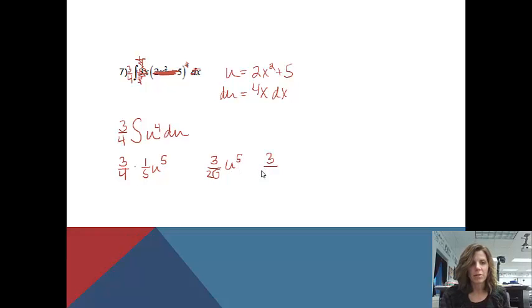And then let's sub our u back in. My u was 2x squared plus 5, so the answer is 3/20 times 2x squared plus 5, to the 5th, plus c. Okay, I think we'll do another one of those just to see if that made any sense at all.